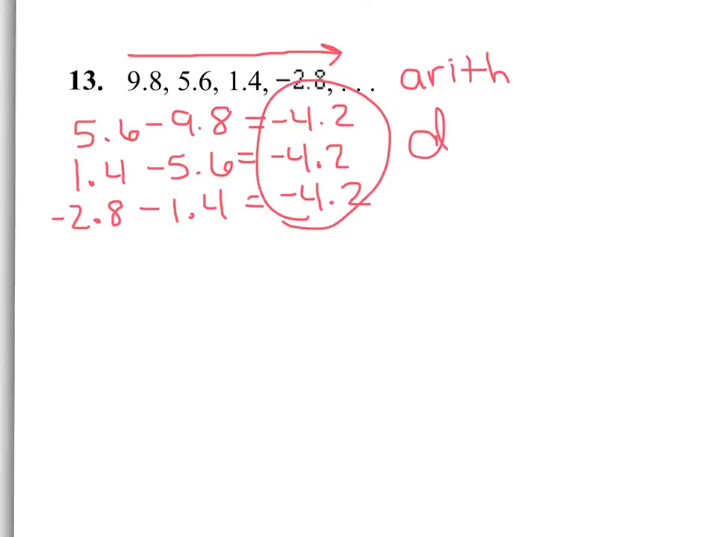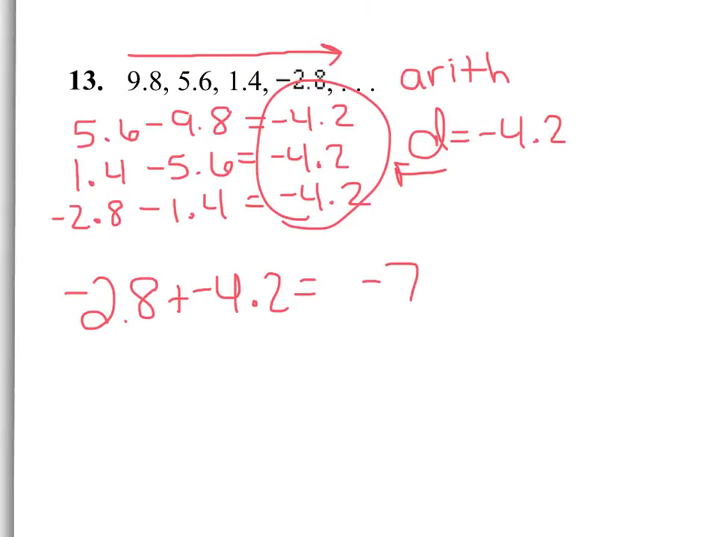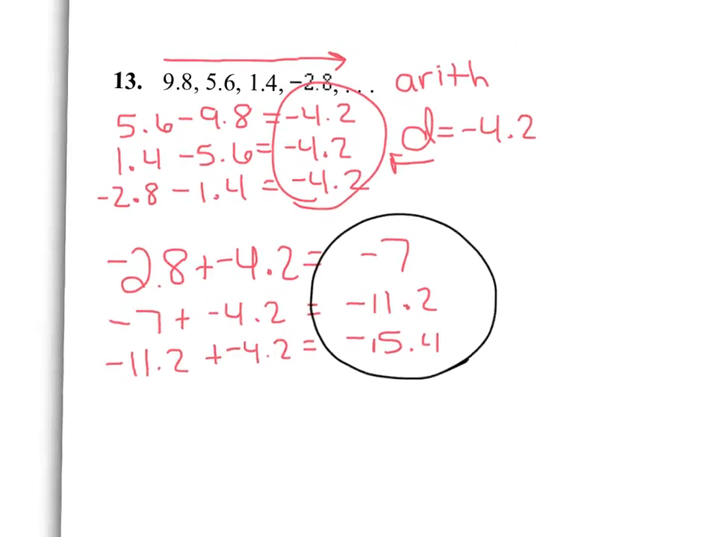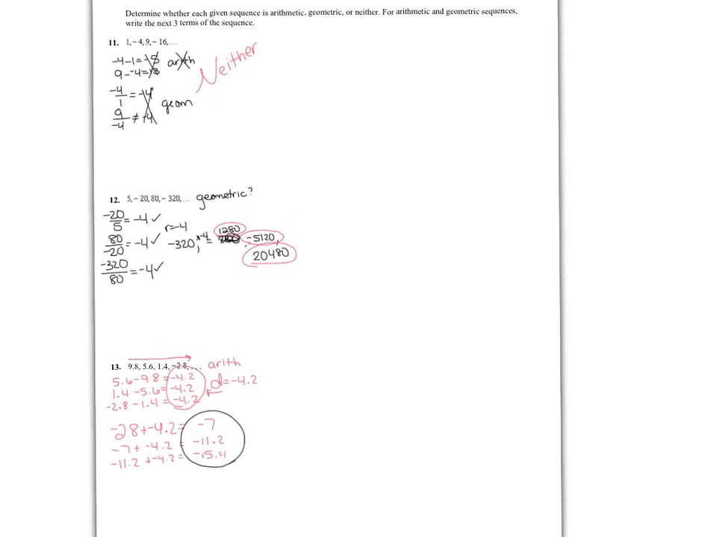So here's my common difference. It's equal to negative 4.2. So to do the next three terms, I take negative 2.8, and I'm going to add negative 4.2 to that, and that's going to give me negative 7. And then to find the next one, I would just add negative 7 plus negative 4.2, which is negative 11.2. And then for my last term, negative 11.2 plus another negative 4.2, and that's negative 15.4. So my last three terms would be negative 7, negative 11.2, and then negative 15.4. Okay, hopefully, yep, that's it for that page.